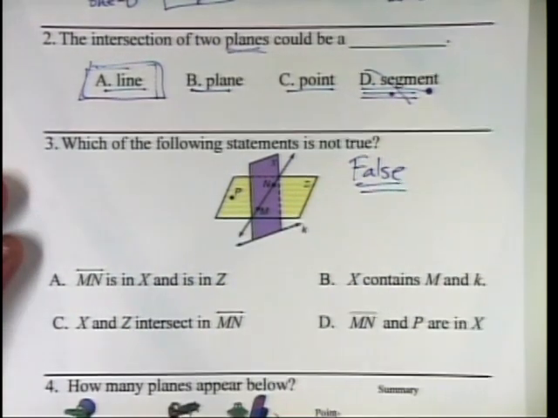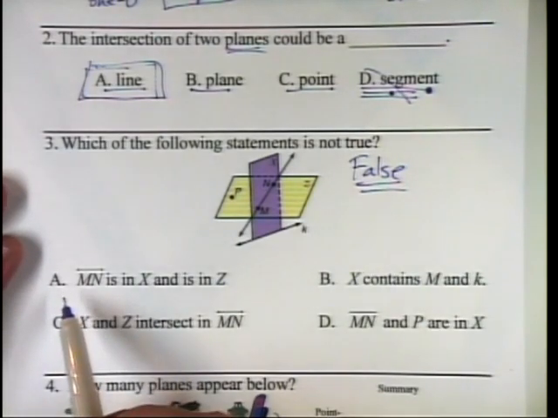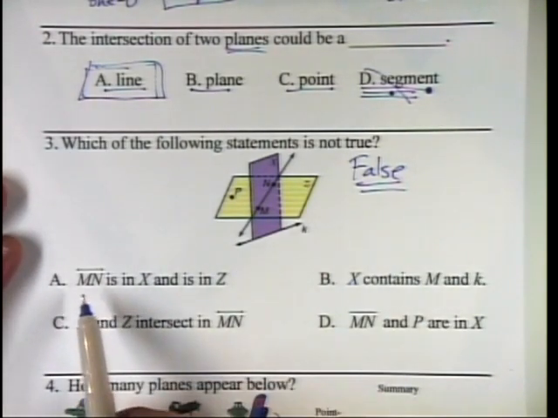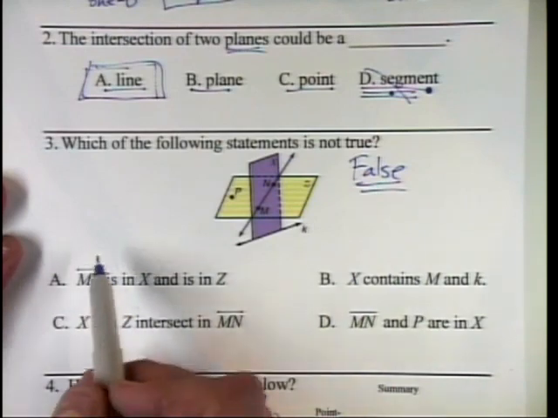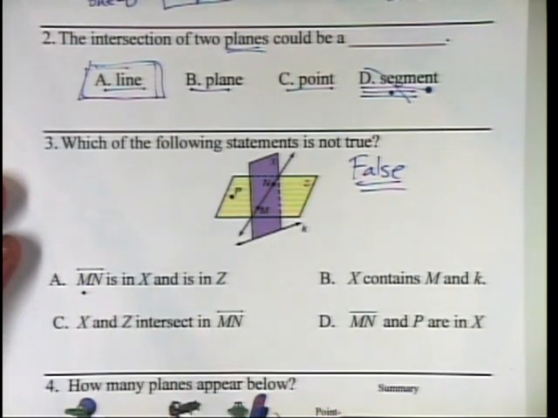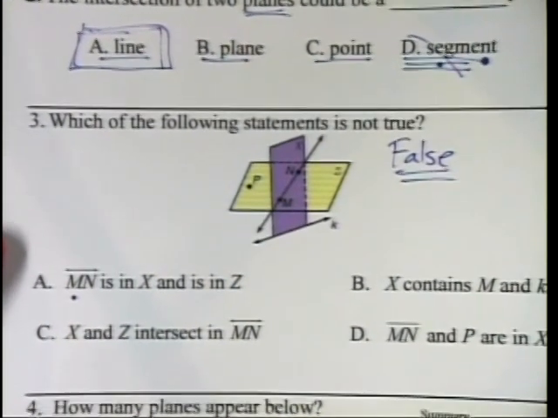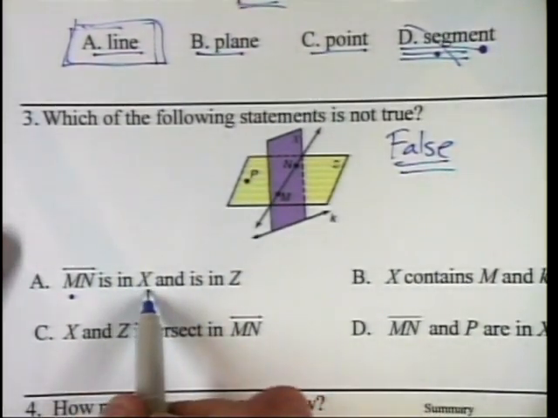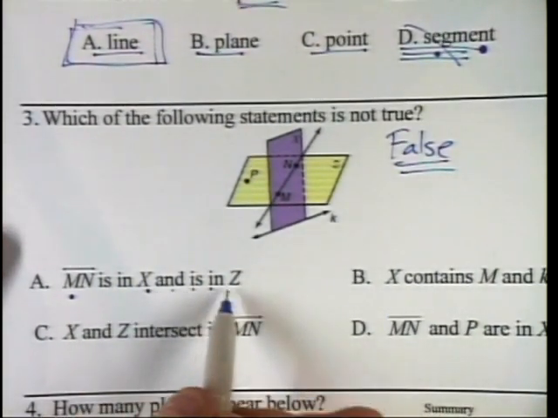Let's go through and see if each one is true or false. Question A, or selection A. Line, and I'm going to be sure to describe what I'm reading here. Line NM is in plane X and is in plane Z.